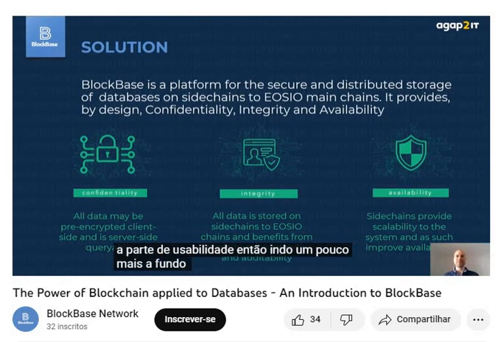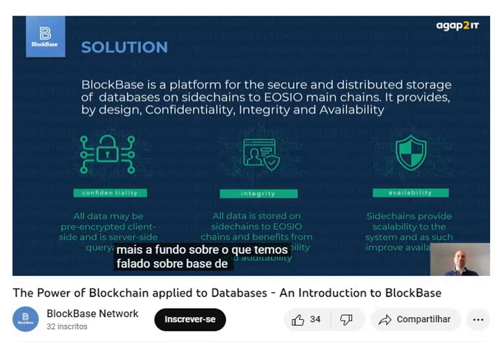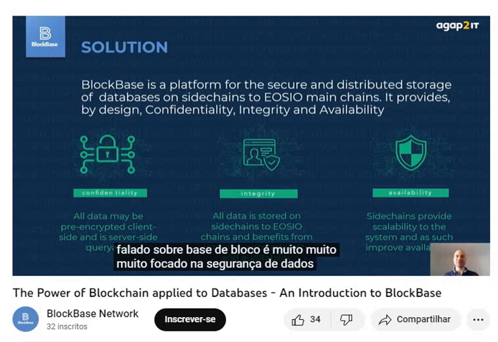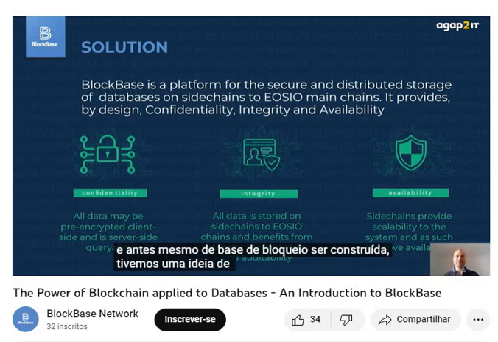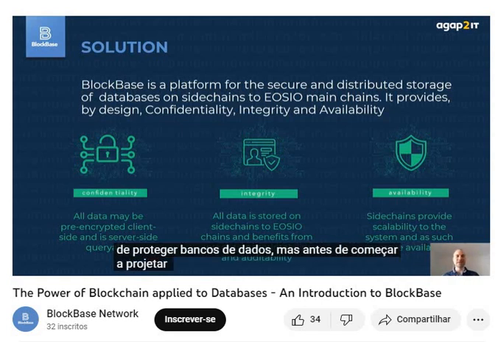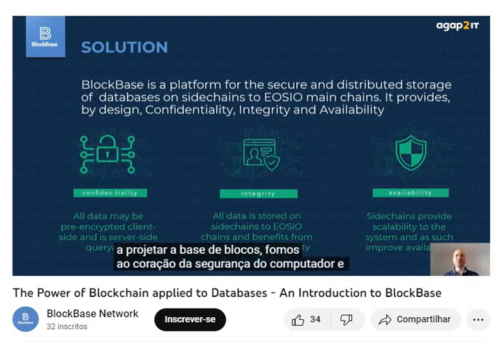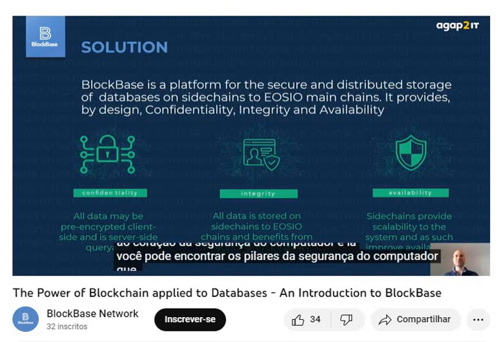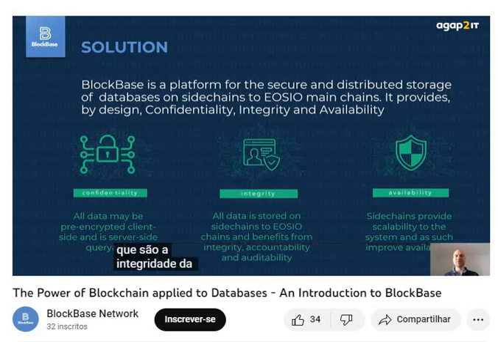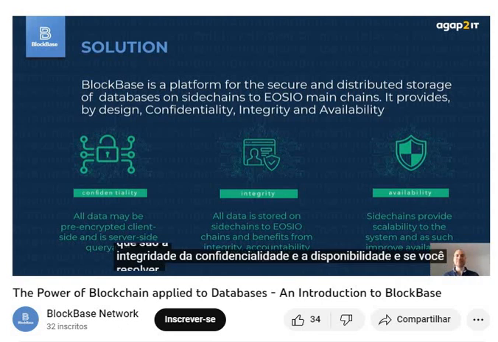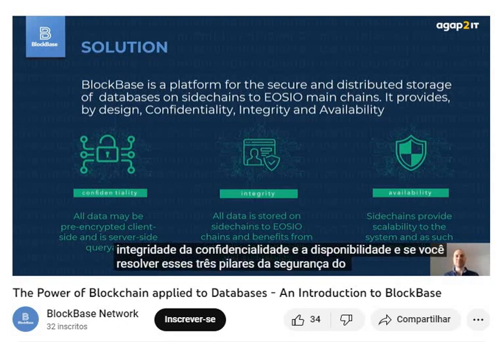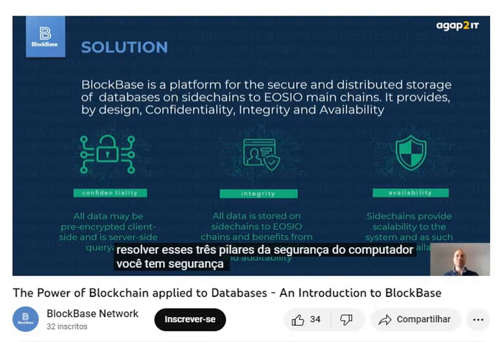So going a little more in depth about what we've been talking about, BlockBase is very focused on security of data. And before BlockBase was even built, we had an idea of using blockchain as a way to secure databases, but before starting to design BlockBase, we went to the heart of computer security. And there you can find the pillars of computer security, which are confidentiality, integrity, and availability. And if you solve these three pillars of computer security, you've got real security.